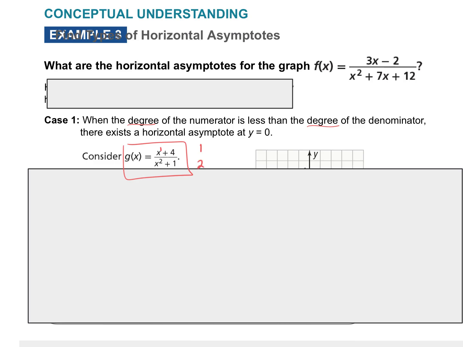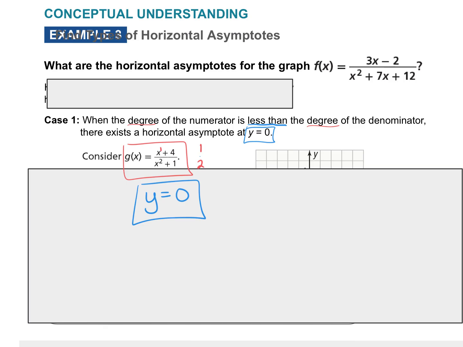2. So, ask yourself first, are they equal? No. Is the numerator less than or greater than the denominator? Right, because 1 is less than 2. So, since the degree of the numerator is less than the degree of the denominator, what is our horizontal asymptote? y equals 0. Yep, remember we need to be specific when we label these. Okay, so our horizontal asymptote on that one, by case 1, is y equals 0.